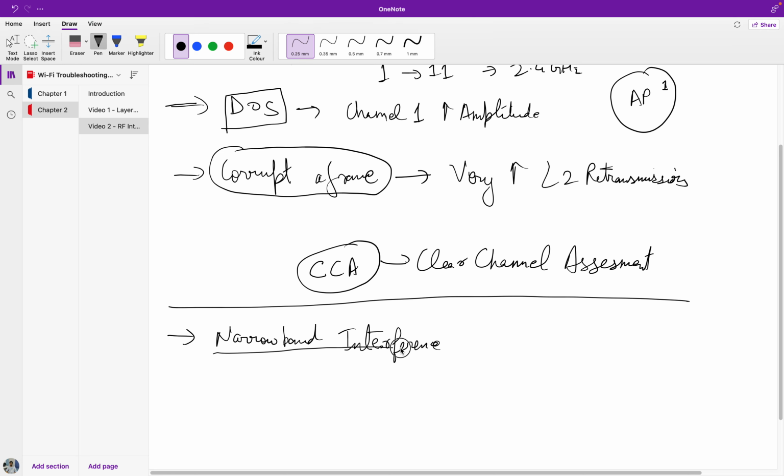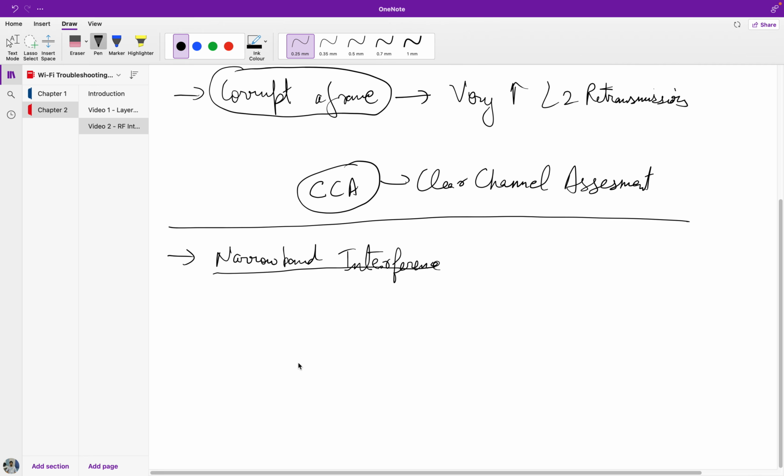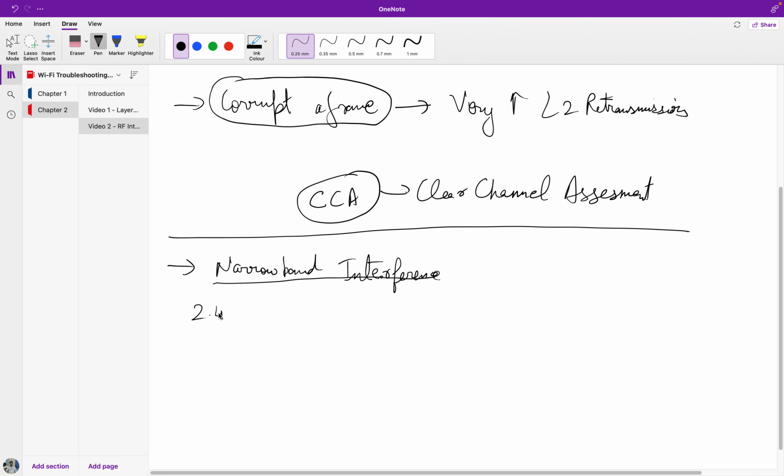Again, taking an example of a 2.4 gigahertz spectrum, we know that there are 11 channels in this, and 1, 6 and 11 are the channels used by the APs to transmit data, because they are the non-overlapping channels. More details are available in the fundamental course, so please go ahead and watch those videos as well. So 1, 6, 11 are the channels used in the 2.4 gigahertz spectrum.